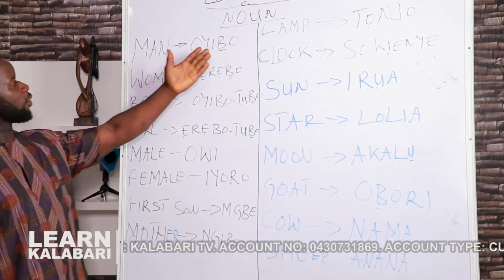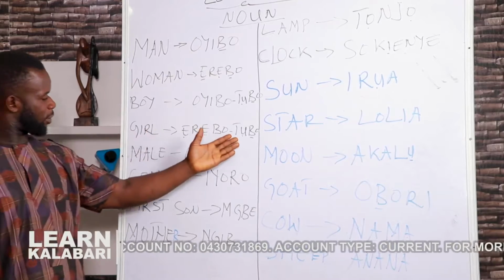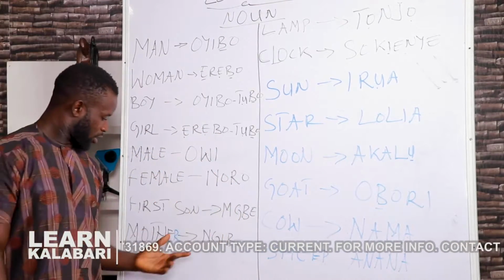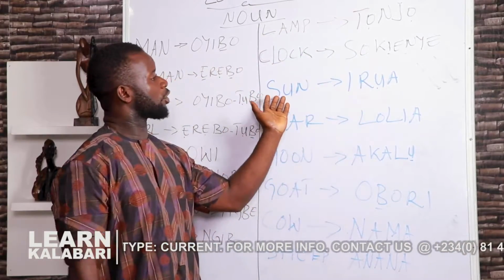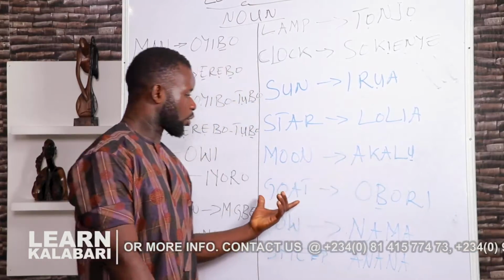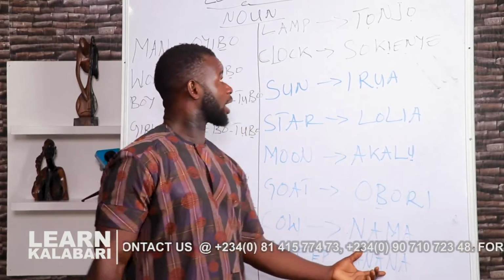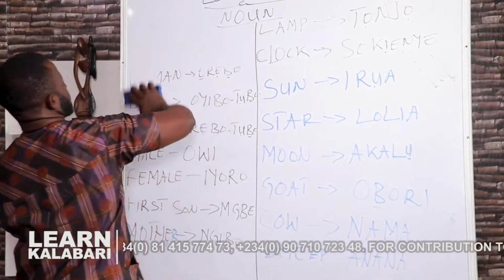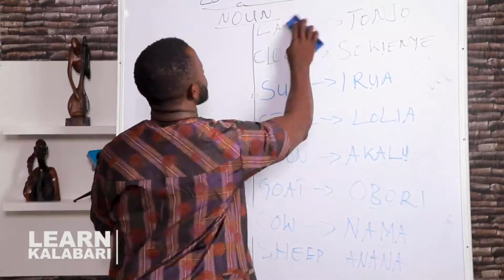We have man, Oyibo, woman, Erebo, boy, Oyibo Tuo, girl, Erebo Tuo, male, Owi, female, Eyoro, first son, Ingbe, mother, Ingibo, land, Tonjo, clock, Sokeye, sun, Ewa, star, Lolia, moon, Akalo, goat, Obori, cow, Nama, sheep, Anana. We have to wipe the board now and proceed to the next item.